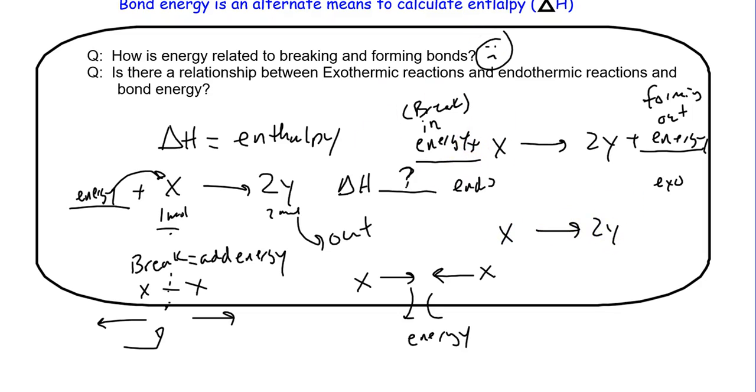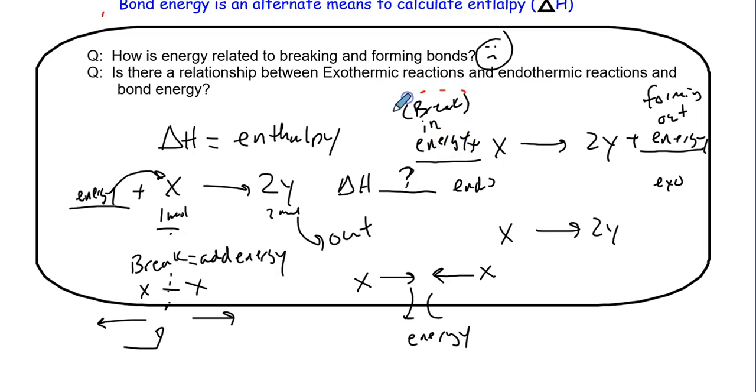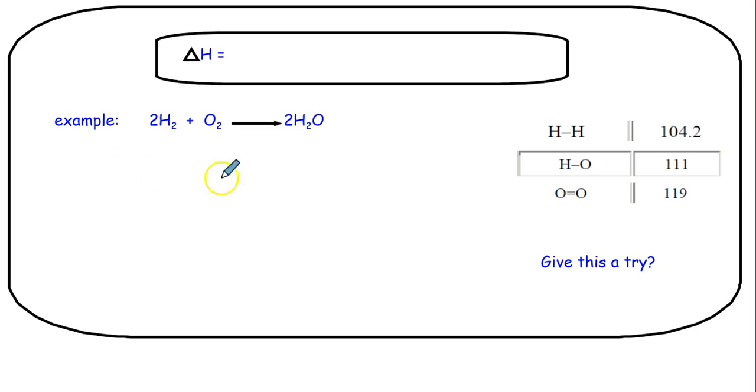If the bonds broken is bigger than the bonds formed, then you'll be endothermic because this is bigger. If the bonds formed is bigger than the bonds broken, then it'll be exothermic. So that ends up just tipping the scales one way or the other. Here is an example of how this works.